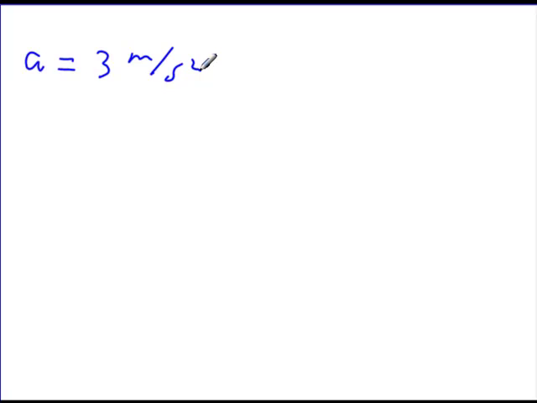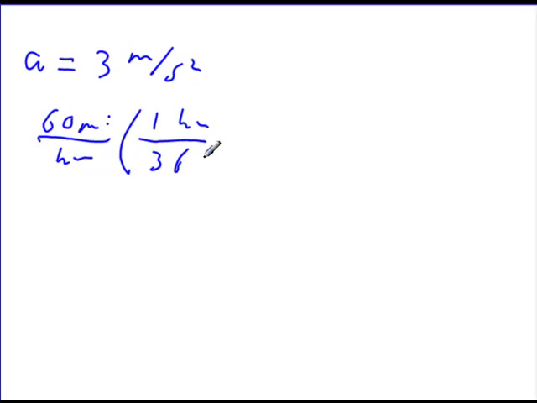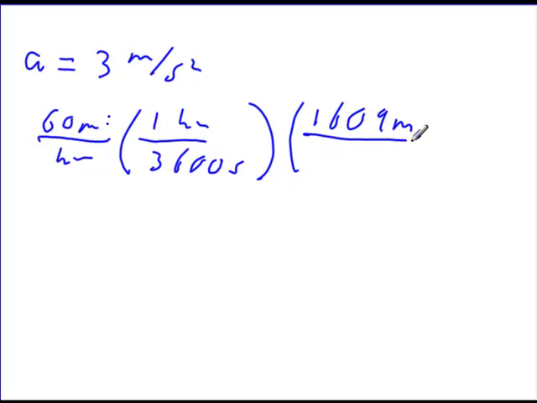I would like to know how long it takes me to get up to 60 miles per hour and how far I go in that time. Well, first I ought to figure out what is 60 miles per hour in meters per second. So I'm going to do a conversion. I've got 60 miles per hour, and I know that there are 3,600 seconds in every hour, and there are 1,609 meters for every mile. If you don't know those, you can look them up on Google.